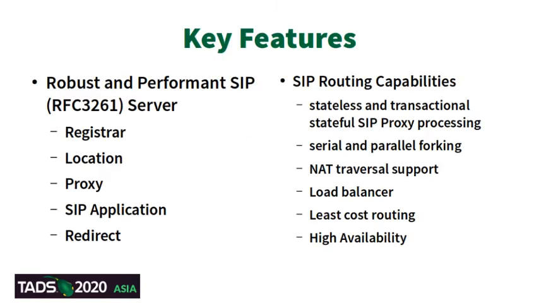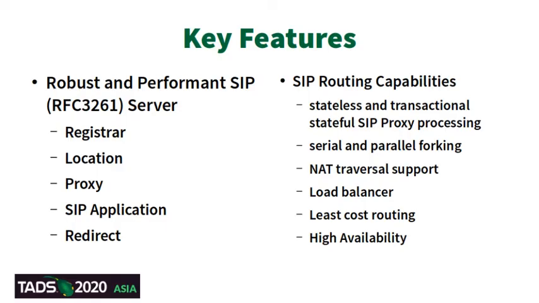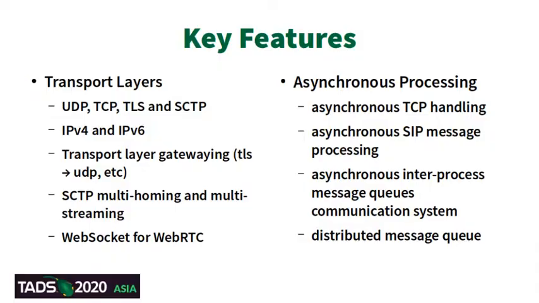At its heart, Kamailio is a very fast and powerful SIP server. Based off of RFC 3261, Kamailio easily handles registrations, locations, SIP proxying, SIP applications, and redirection. SIP routing capabilities include stateless and transactional stateful SIP proxy processing, serial and parallel forking, NAT traversal support, and that could be local and endpoint, load balancing, least cost routing, and high availability. With Kamailio, you can build globally redundant, highly available systems.